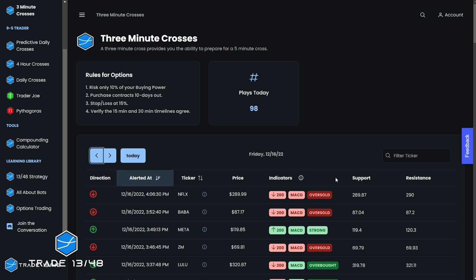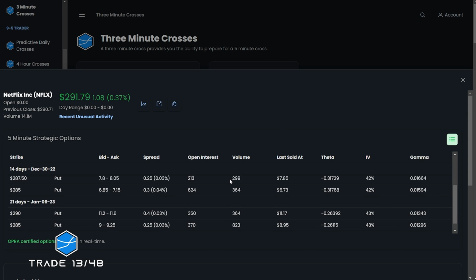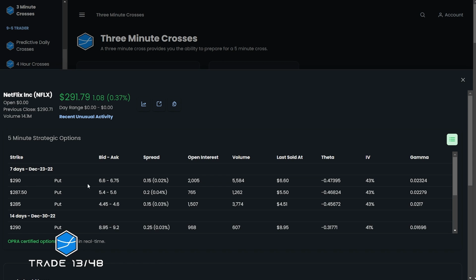Okay. Now, going back to the ticker here, let's open up Netflix, for example. Now, what we do is we guide you through the way. If you're not sure of which options to pick on the put side, we break it down. We give you the options relative to the price at the point of the 3 minute cross.